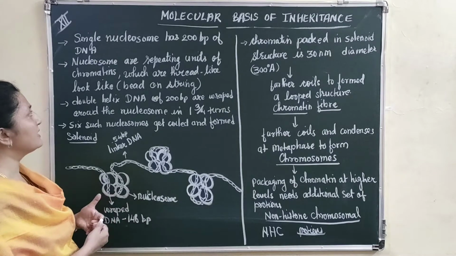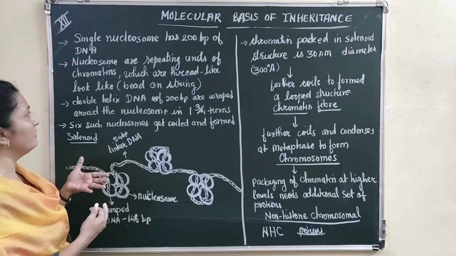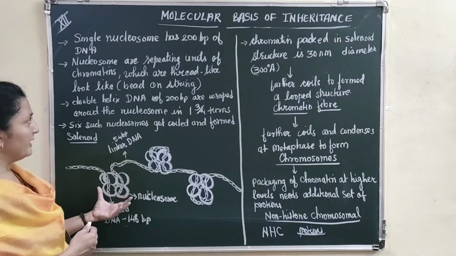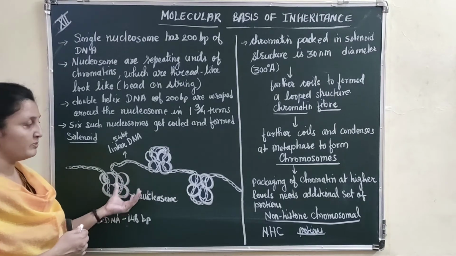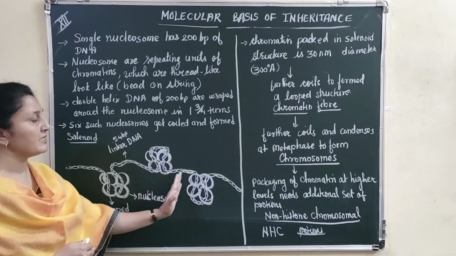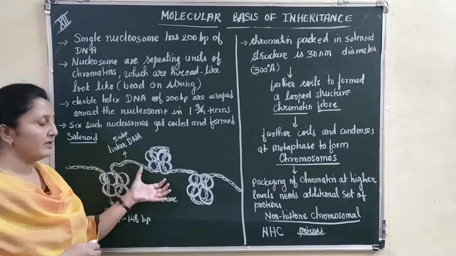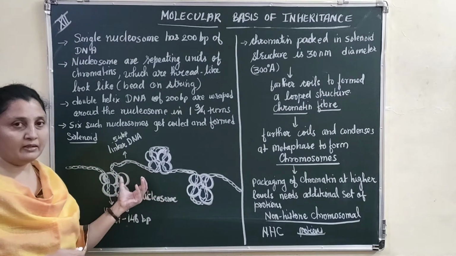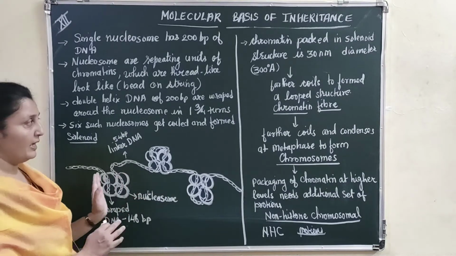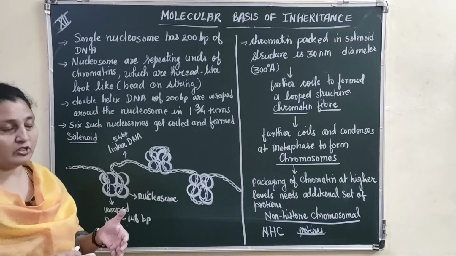Nucleosomes are repeating units of chromatin which are thread-like or look like a bead-on-string structure. This is one nucleosome, second nucleosome, third nucleosome. They are repeating units which are thread-like, and when you look at it, it appears as if it is beads. जसे काही धाग्यांमध्ये मोती टाकल्यागत भास होतो आणि म्हणून तो जो स्ट्रक्चर तयार होतो त्याला आपण बीड ऑन स्ट्रिंग असा स्ट्रक्चर म्हणतो.